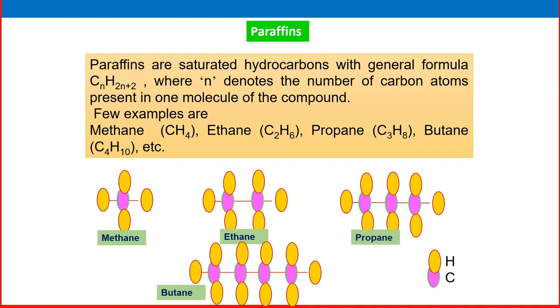In the basic hydrocarbon study, we start with the paraffins. Paraffins are saturated hydrocarbons with a general formula of CnH2n+2, where n denotes the number of carbon atoms present in one molecule of the compound. One example is methane. In that one, we put n equal to 1. In that case, C1, H2 into 1 plus 2, that is 2 plus 2, that is CH4. That is called methane.